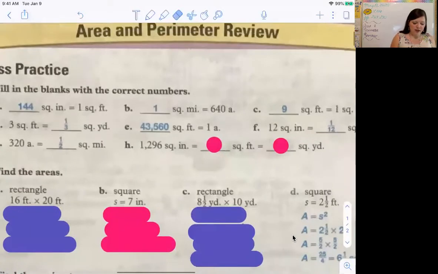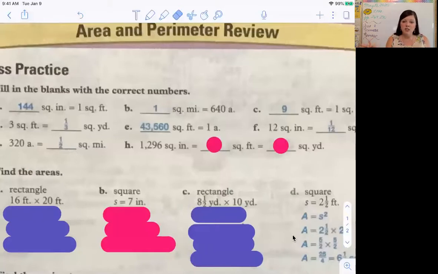If you have 1,296 square inches, how many square feet do you have? Ooh, that might sound like a trick, but how many square inches are in a square foot? Okay, 12 inches in a foot, so square that, 144.